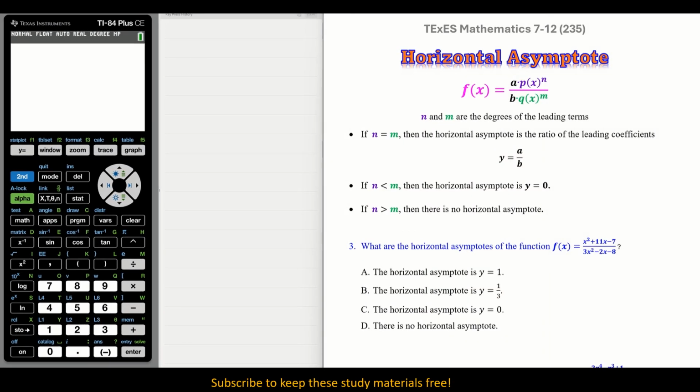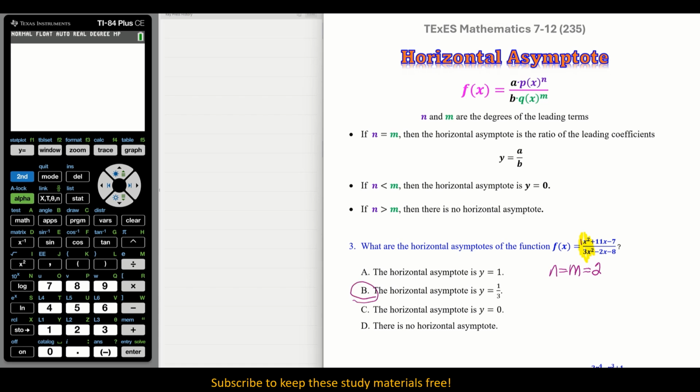Number 3, what are the horizontal asymptotes for the function f of x? As we just said before, we look at the leading terms and their exponents. Well, what do we have? We have n is equal to m, which equals 2. And in this case, that's the first condition. So we have y equals a over b. Well, that will be 1 over 3.